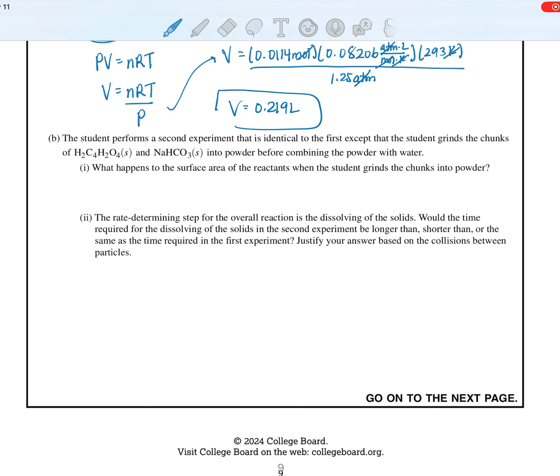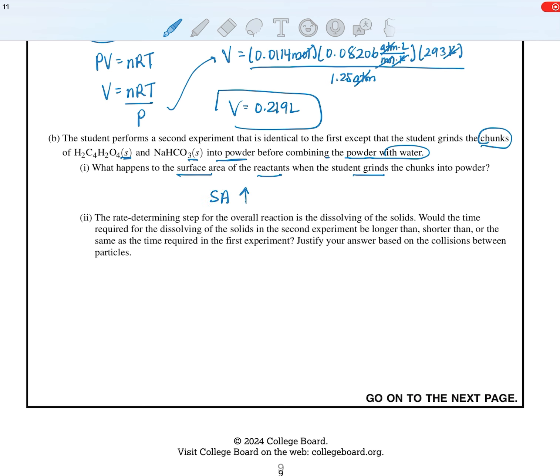All right, let's do one more problem here before I go into the next video. So this question is saying that the student, rather than using the chunks of these solids and dissolving those in water, ground them into a powder before dissolving it in water. So the first question is not too bad. What happens to the surface area of the reactants when the student grinds the chunks into powder?